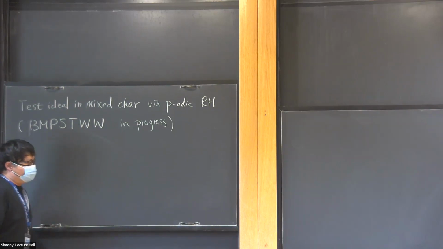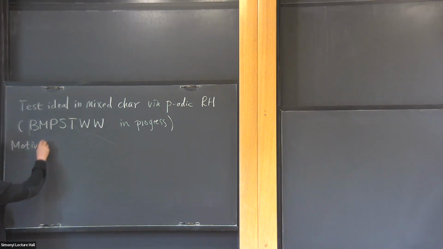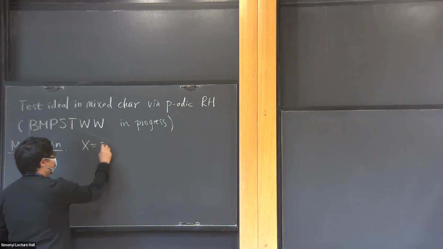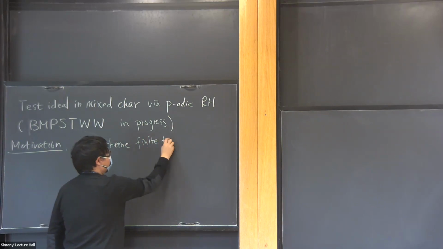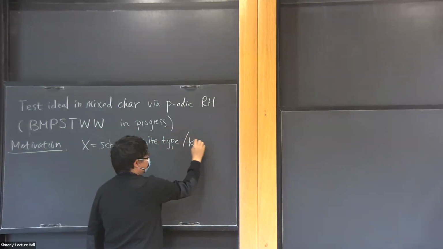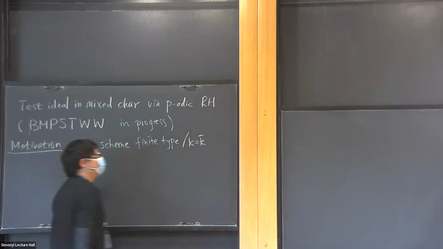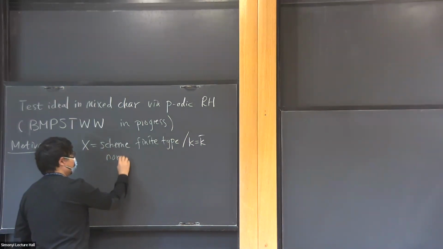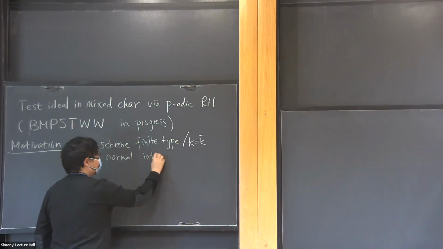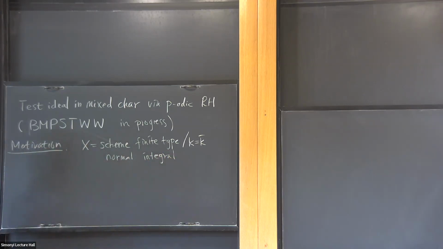All right. Let me start with giving you some motivation for this work. Our motivation comes from the study of commutative algebra and birational geometry. For the moment, let me just assume X is a scheme of finite type over a perfect field. You can say algebraically closed field, and let's say it's normal and integral, just to avoid some technicalities.